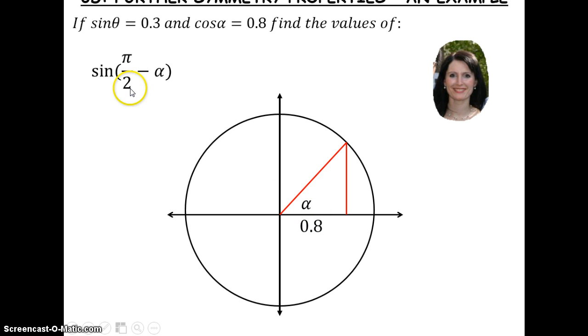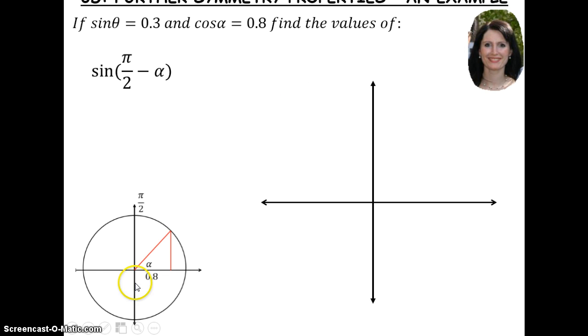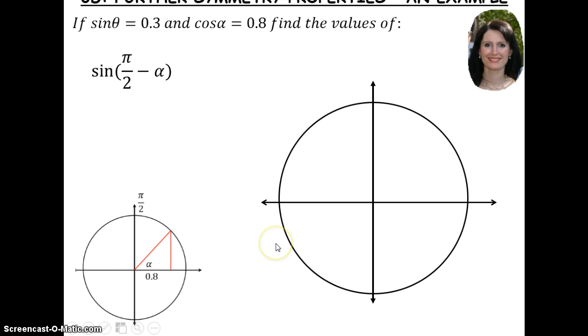So let's think about now what sine pi on 2 minus alpha would be. Pi on 2 is here. Here's our little unit circle showing the original information. Now let's put the information of pi on 2 minus alpha. So let's flip that triangle around so that we get alpha in there. And we can see that 0.8 now exists as our vertical length there, because we flipped that triangle around.